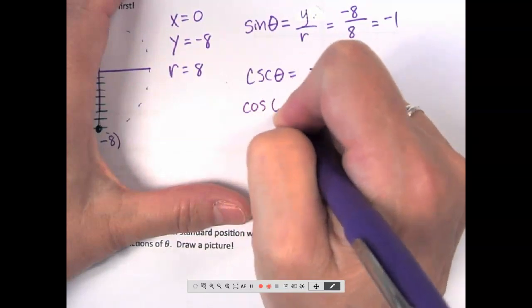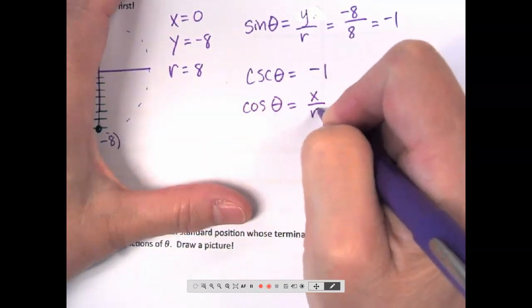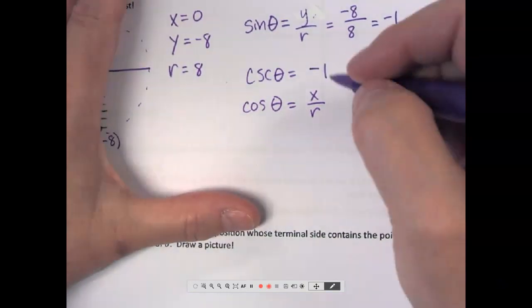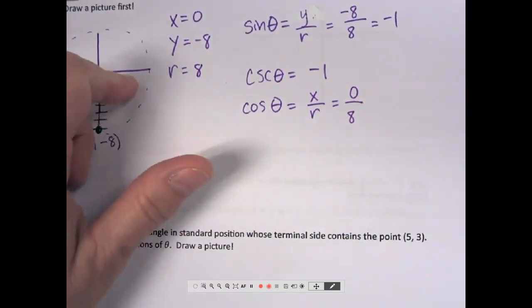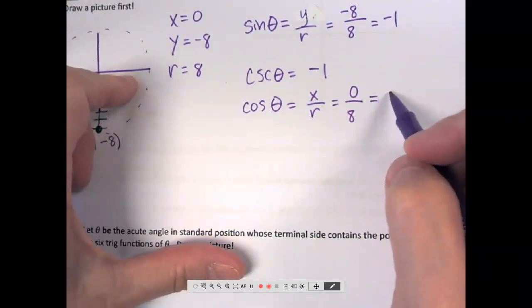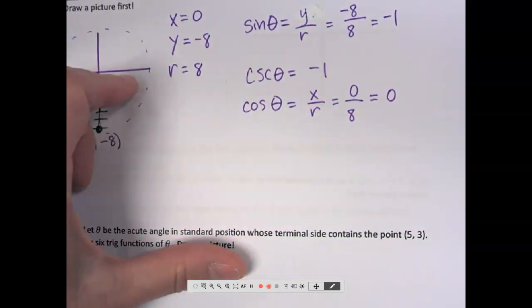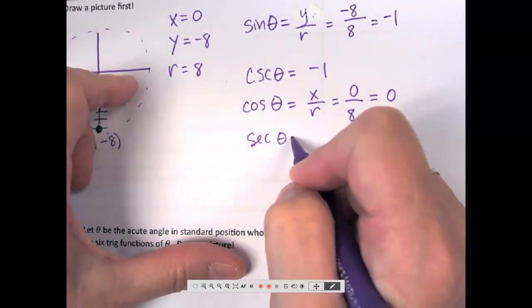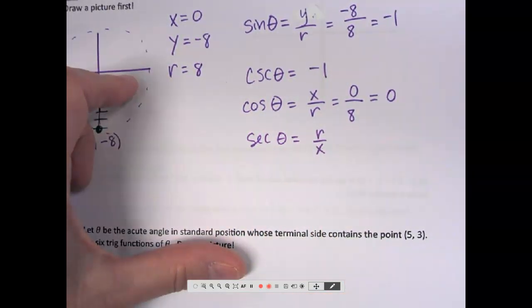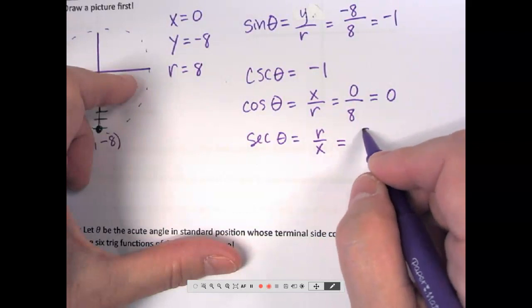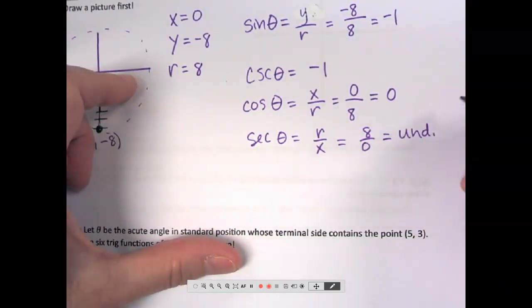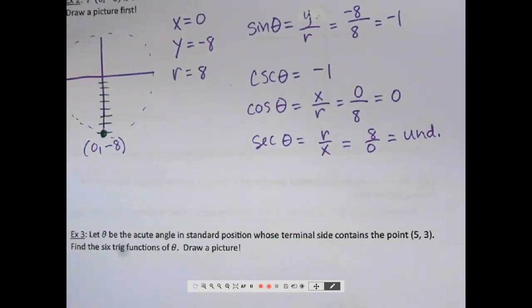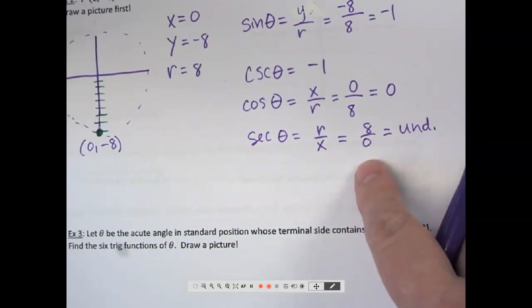Okay, cosine. Cosine is x over r. Look back on the previous page. My x is 0, r is 8. What is 0 divided by 8? 0. But the reciprocal, secant, is r over x. Well, r is 8 and x is 0. What is that equal to? Undefined. Remember, we can't divide by 0. There's no number that I can multiply by 0 and get 8.